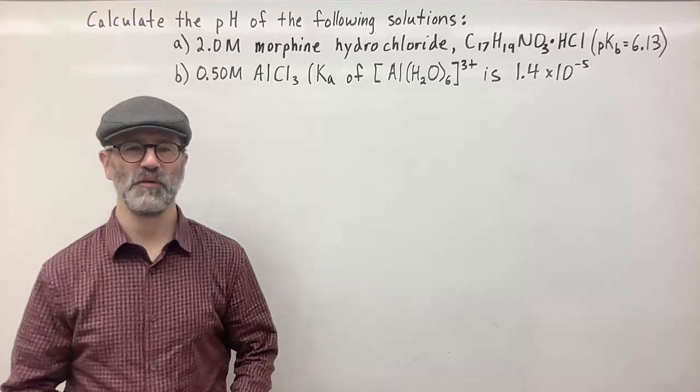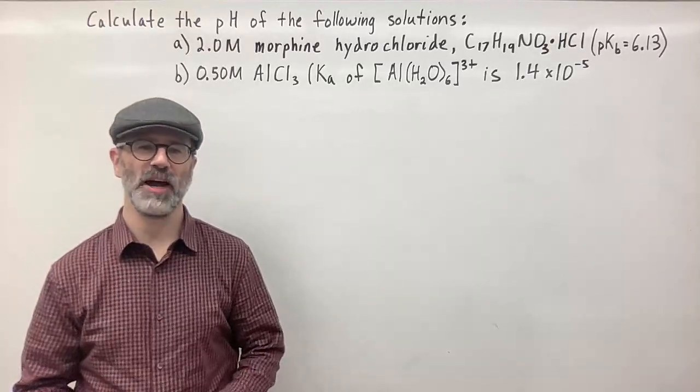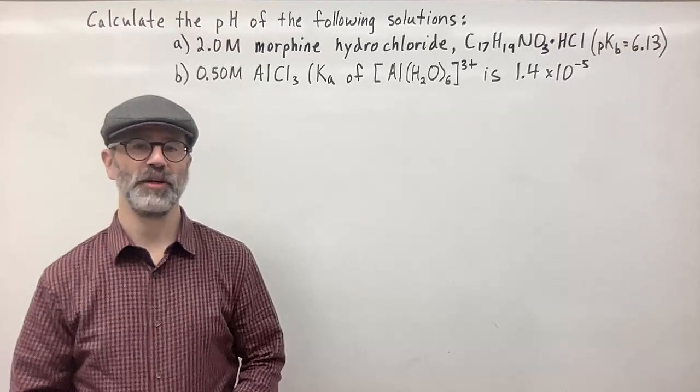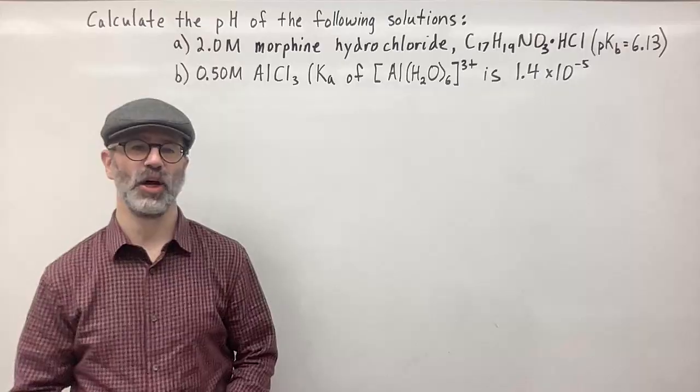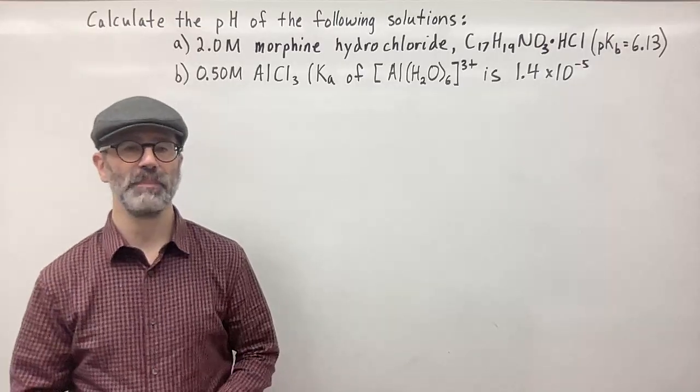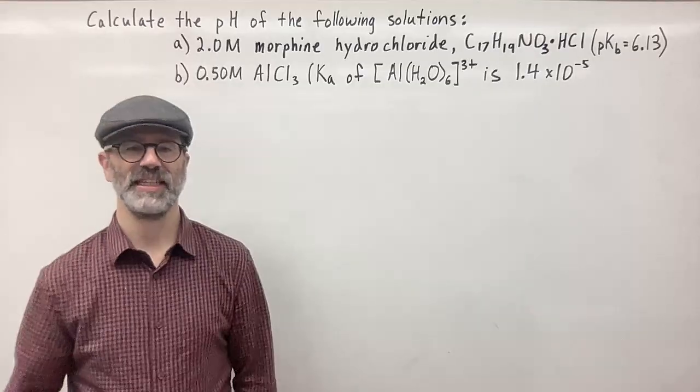My name is Mr. Cobalt, and in this video I'm going to be going over how to find the pH of the following solutions. That is morphine hydrochloride and aluminum chloride in solution, which is going to form a complex ion. So let's get into this.